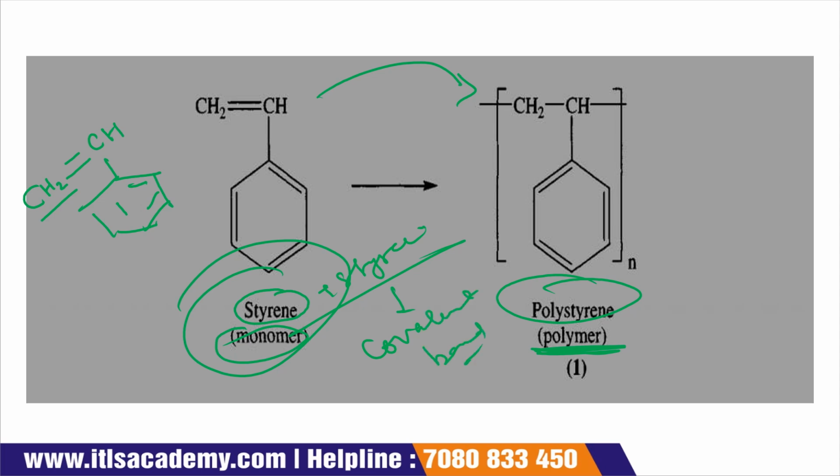Here you see that the double bond is broken and converted into a single bond, and here hydrogen again forms a bond with another CH2, like this. Again, you have to form this polymer when n number of styrene molecules are combined together. So this is the explanation of this reaction.